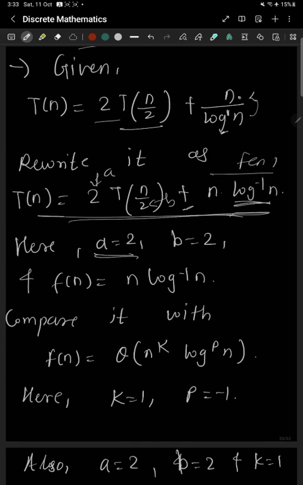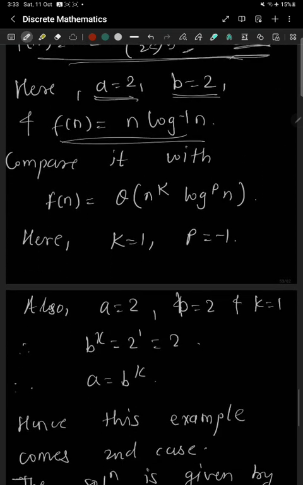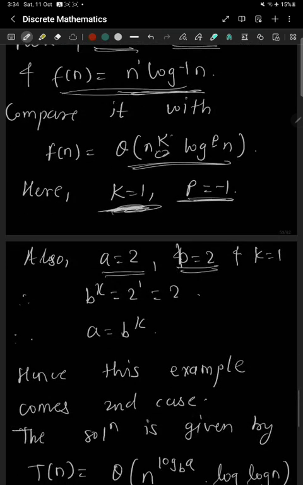Hence a is equal to 2, b is equal to 2, and f of n is equal to this. By solving for a and b raised to k, a is equal to 2, b is equal to 2, to find the k. Now just compare this f of n with this standard f of n. Here the power of n is 1, hence k is equal to 1, and the power of log is minus 1, and here the power is p, hence p is minus 1. Okay, so we got it.